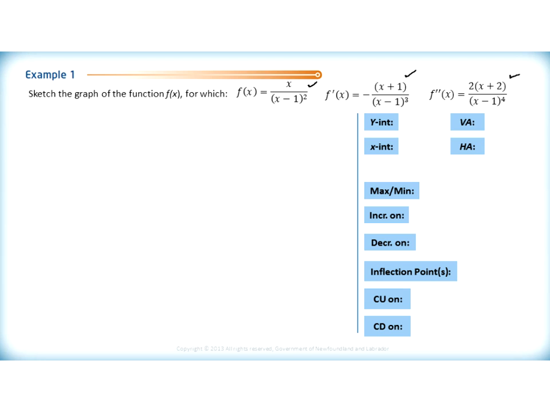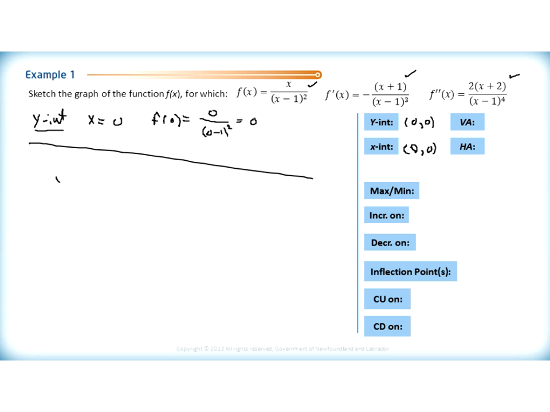All right, so let's get started. Y-intercept. To get our y-intercept, we have to let x equal 0. So if x equals 0 here, then f of 0 will be 0 over 0 minus 1 squared, and that's 0. So we have a y-intercept at the origin. That means that's also going to be an x-intercept. There may be others. We'll find out in a second.